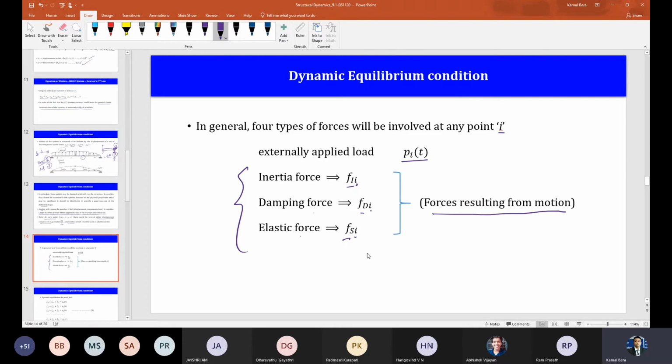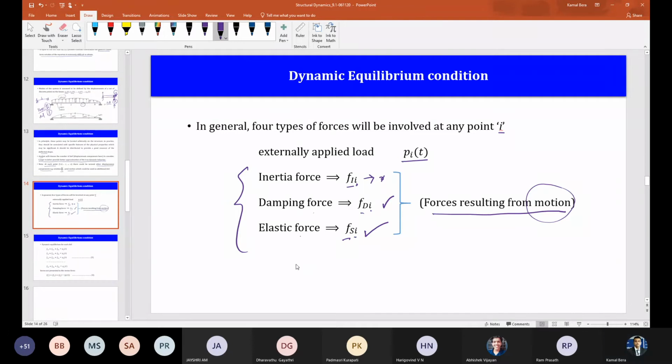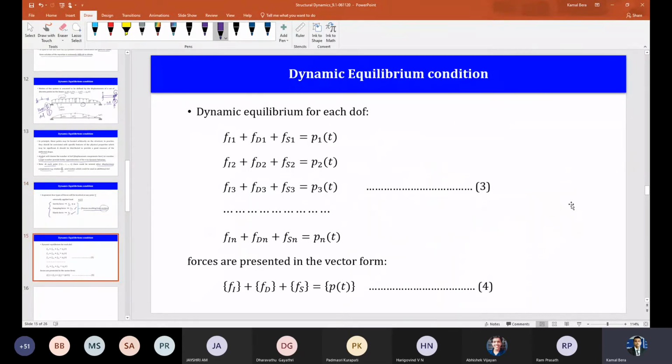These are the forces resulting from the motion. Why? Because this depends upon the acceleration, this depends upon the velocity, and this depends upon the displacement. If there is no motion, they do not come into the picture. So now I can apply D'Alembert's principle for all such points, i equal to 1 to n. I can write it for the first point, second point, third point, similarly the ith point, and the nth point.